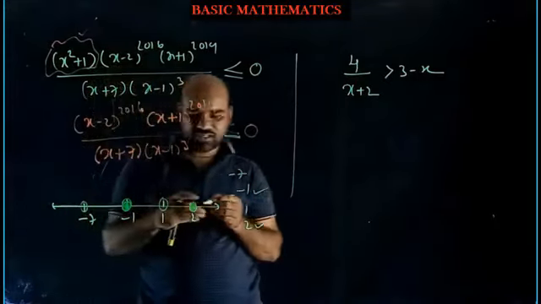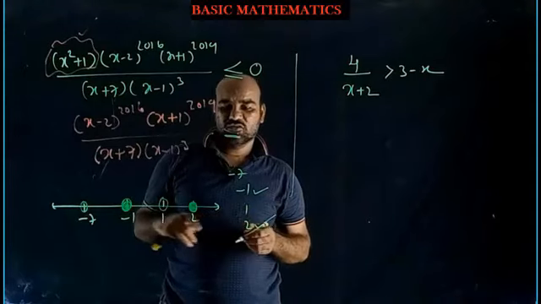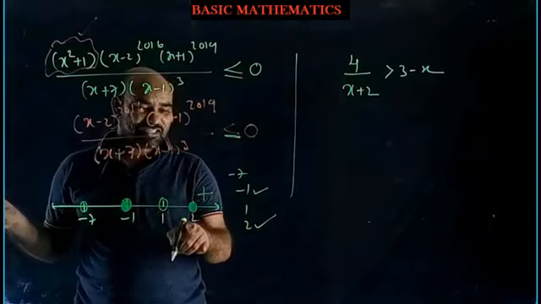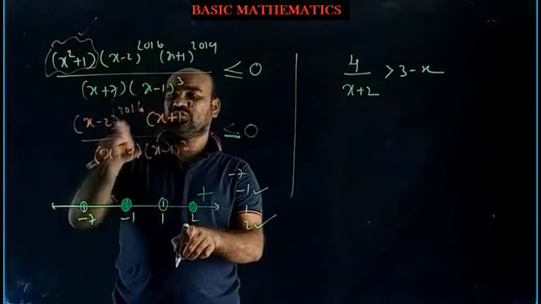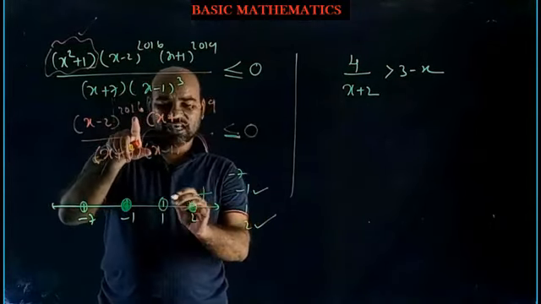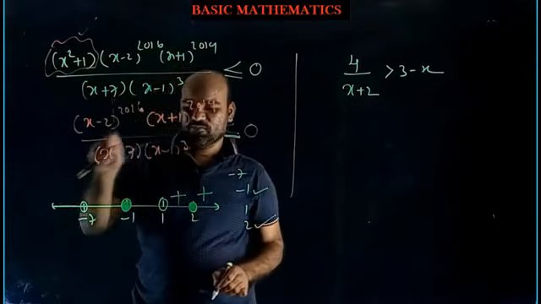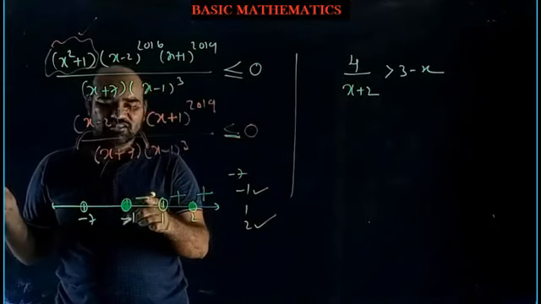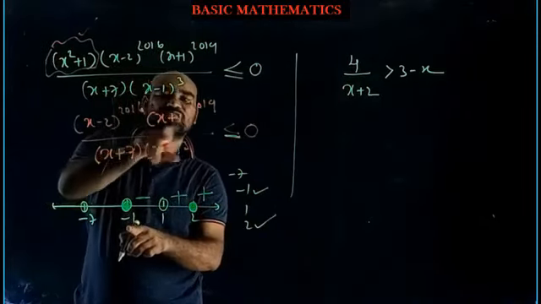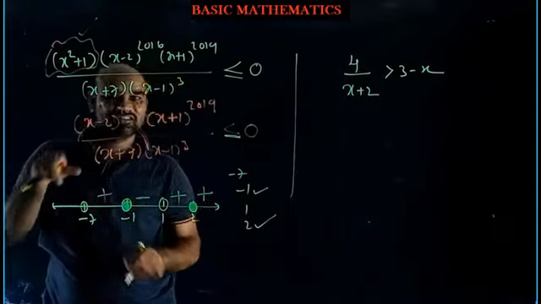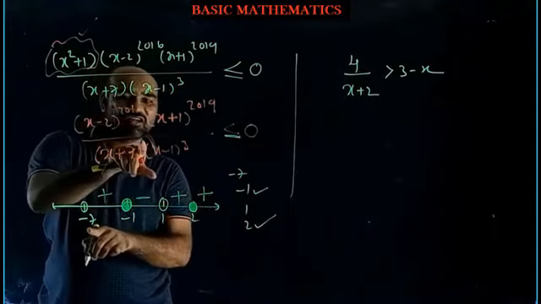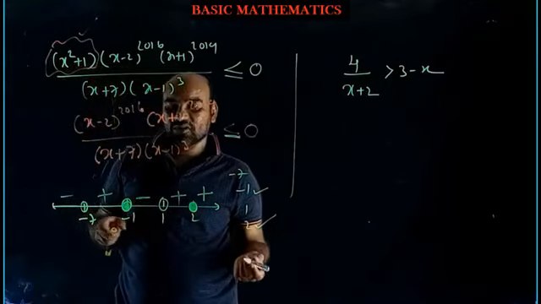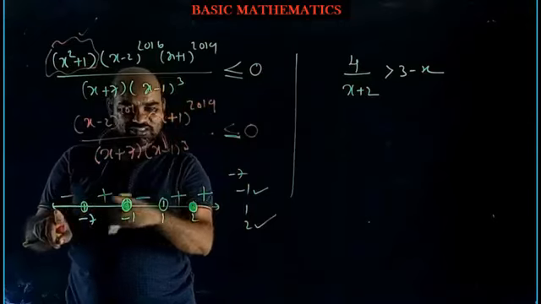Now I want to identify the solution of the problem. The Wavy-Curve method says you write plus or minus depending upon the exponent. The x minus 2 exponent, 2016, is even, so the sign stays plus. Next, the x minus 1 exponent is odd, so the sign will change. The x plus 1 exponent is odd, so the sign will change. The x plus 7 exponent is odd, so the sign will change. What do you want? You want the negative symbol regions, since it is lesser than or equal to 0.